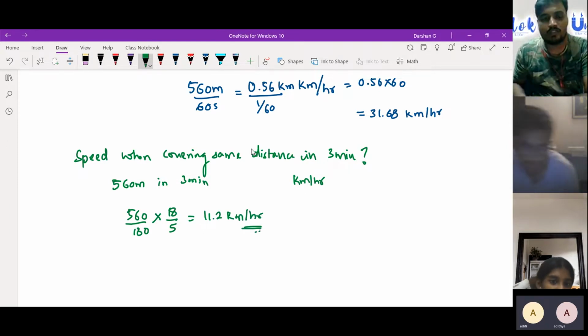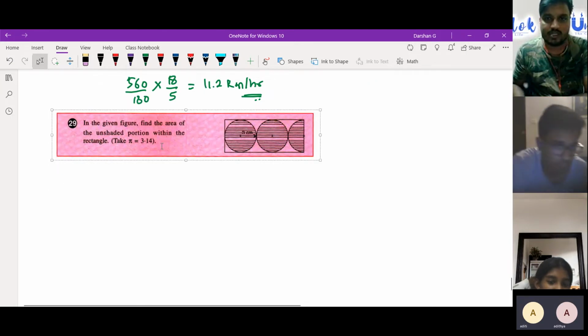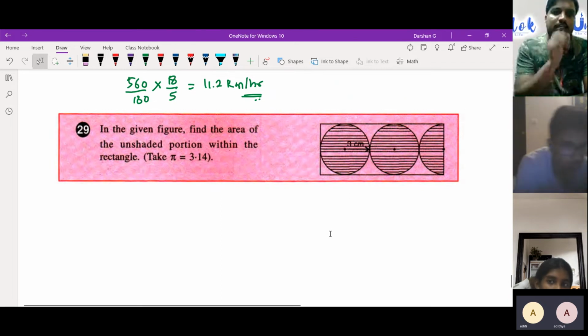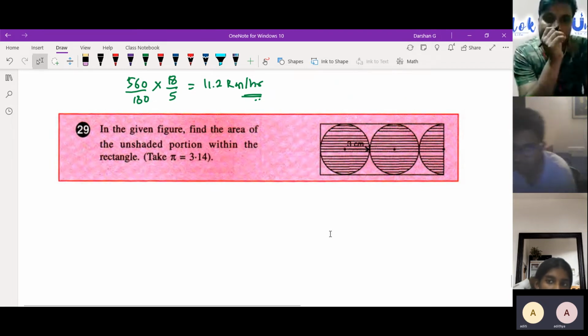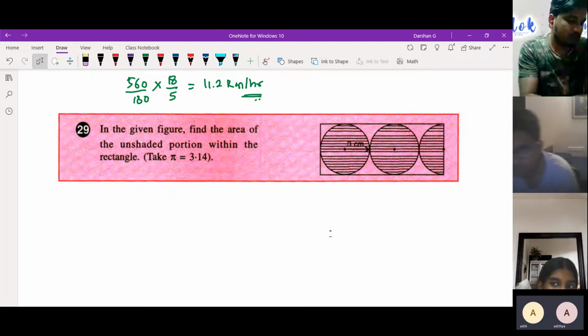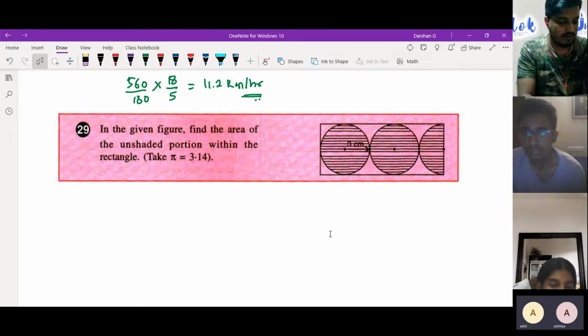Okay, the next question will be the final question for this chapter, that is area and also the circumference. Let's go ahead and do this. Read the question properly. In the given figure, find the area of the unshaded portion within the given rectangle. They've told you to take pi equals 3.14. Don't take 22 by 7. Take 3.14.